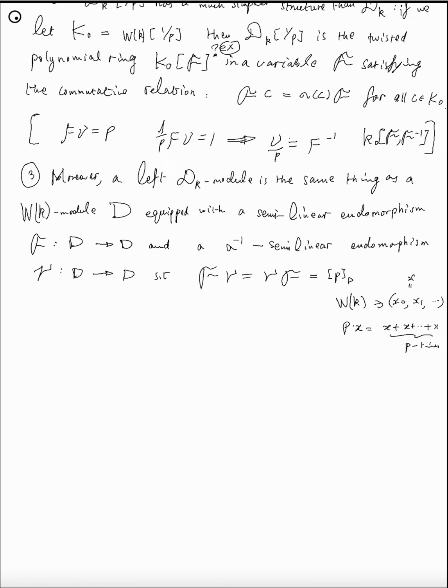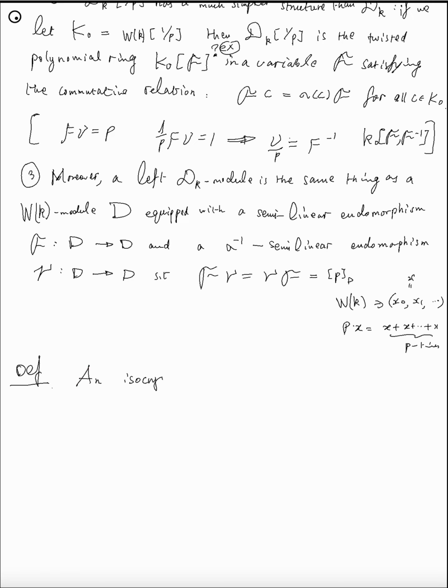Tensor map is multiplicative, so we could just have this condition in small k and then have a similar condition, just apply the tensor lift in W of K. Okay, the second definition.